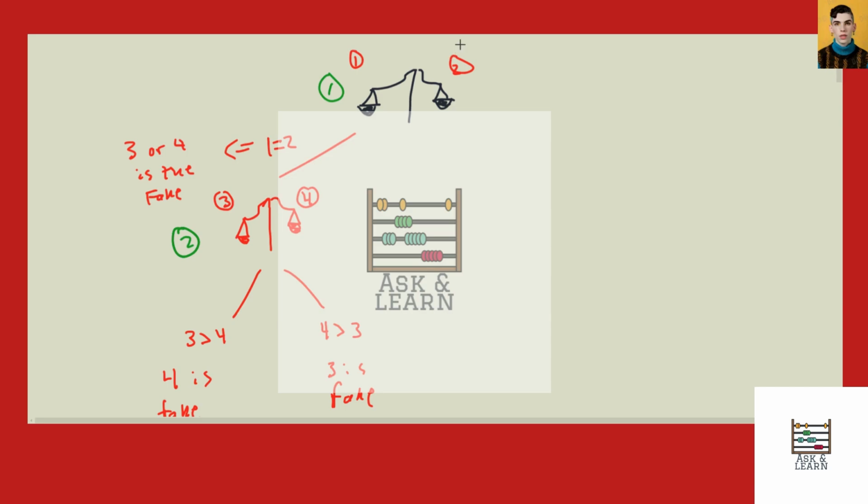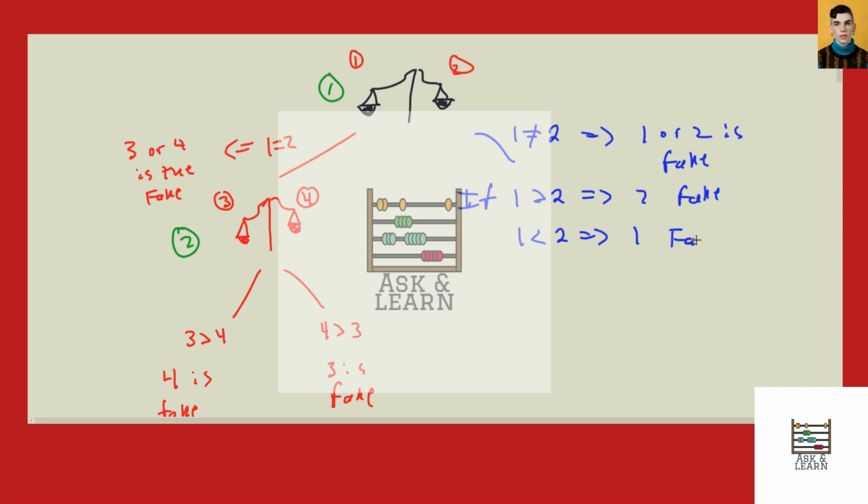All right, now the other case we have is that 1 is not equal to 2. So then this implies 1 or 2 is fake. And to figure out which one of these is going to be fake, we don't need to re-measure. All we need to say is, if 1 is greater than 2, then this implies 2 is fake. And if 1 is less than 2, this implies 1 is fake.